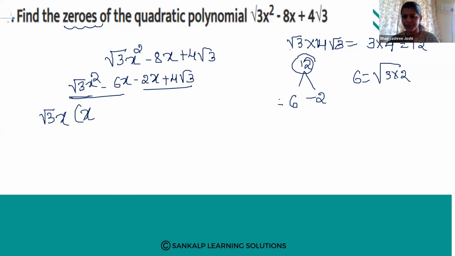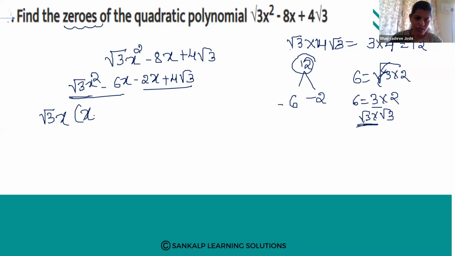I hope the screen is visible to all of you. Okay. So now root 3 I have taken common. So 6 can be written as 3 into 2. And 3 can be written as root 3 into root 3. Already I have taken 1 root 3 common. Then we are left with 2 into root 3, right?